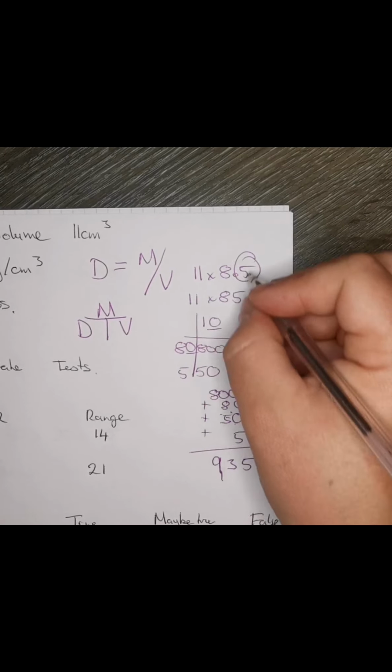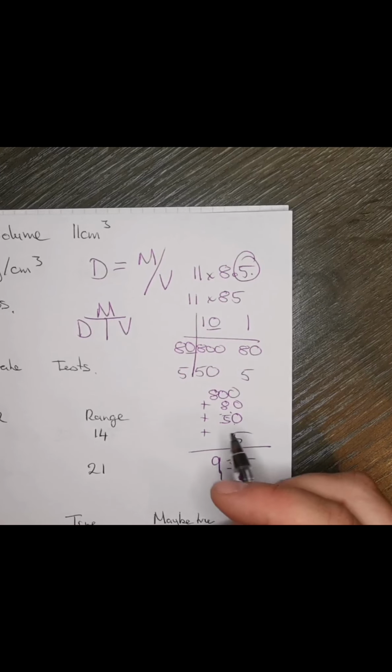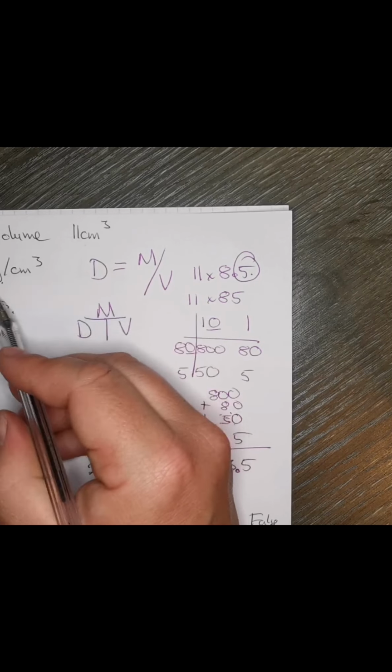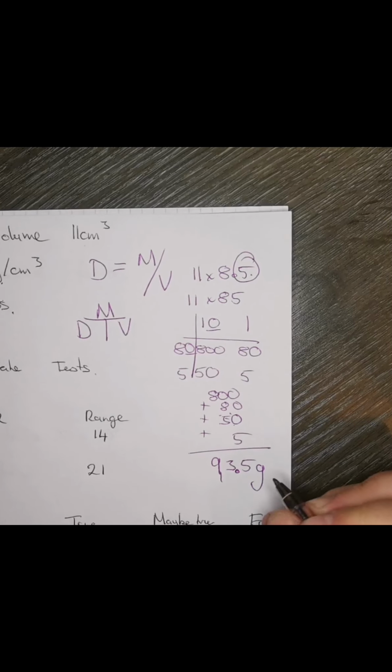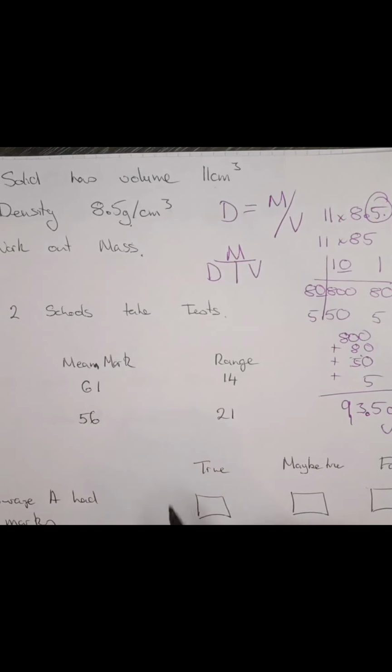935. Not forgetting I had one number behind the decimal in the question, so one number behind the decimal in the answer. That's in grams per cubic centimetre, that's in cubic centimetre, so my mass must be in grams, 93.5. Right, spread out a little bit there, didn't I?